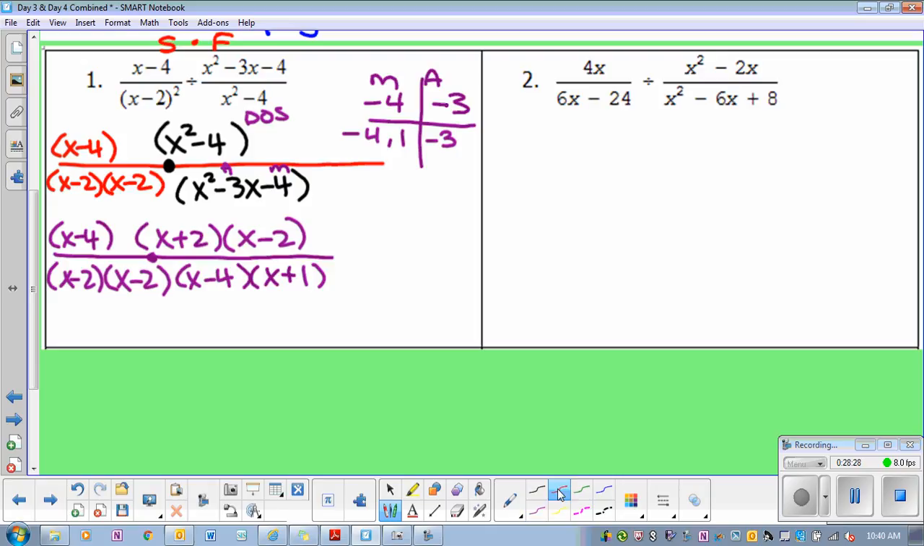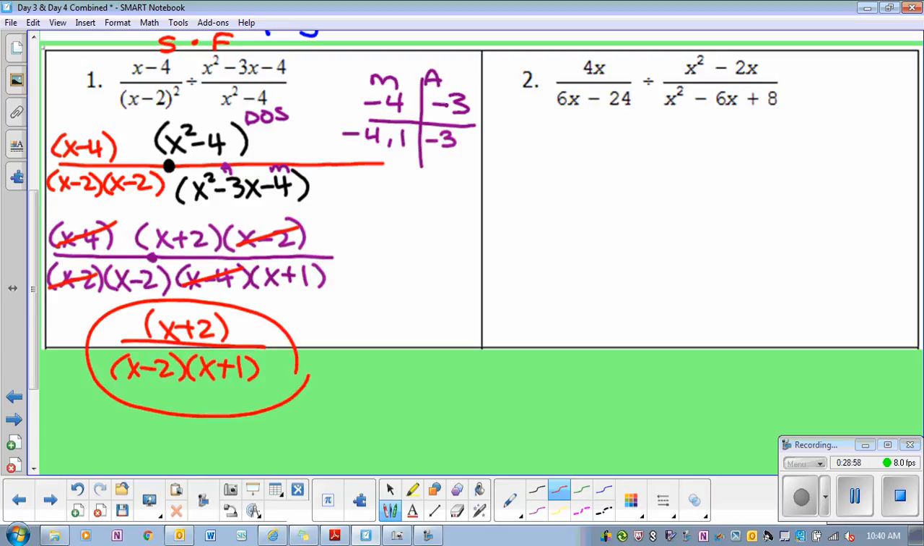So what can I cross out? Tom, you writing anything? What are you doing? That's true. x minus 2 and x minus 4. So then what's left over is x plus 2 over x minus 2 times x plus 1. Not bad, right? Let's do the next one.